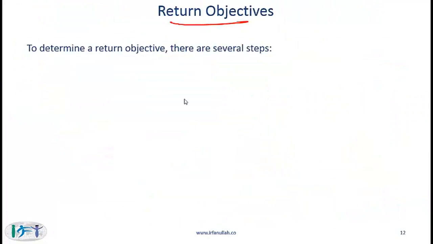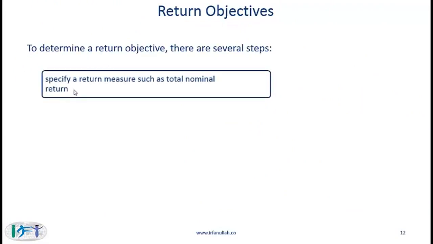Coming now to return objectives. Here again, there are several steps. The first thing we need to do is specify a return measure such as a total nominal return. So as we did before, at this stage, we are just specifying the measure. We are not giving a number to that measure. So our measure might be our nominal return must be greater than X. The X will come later.